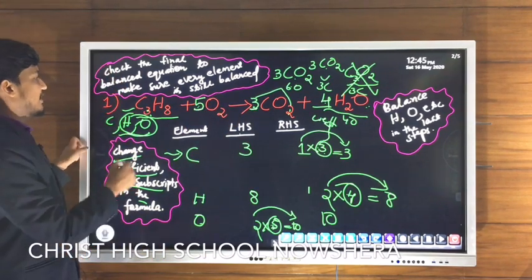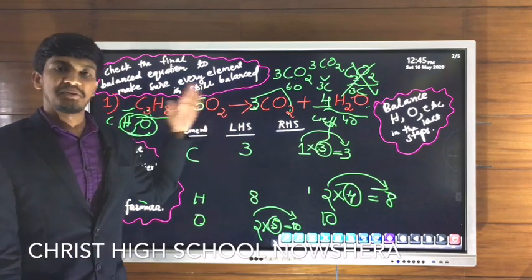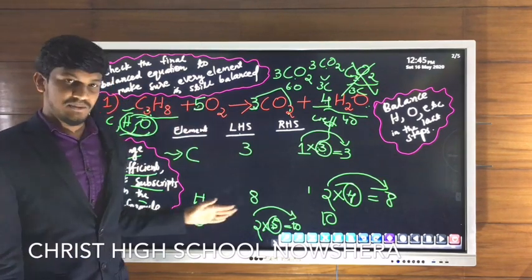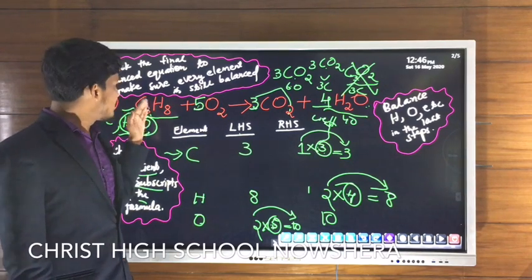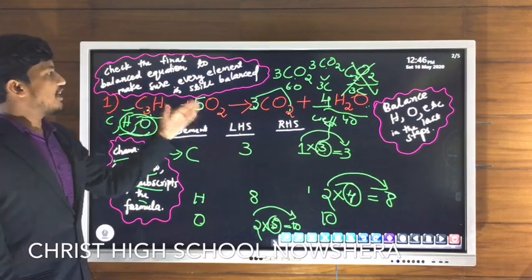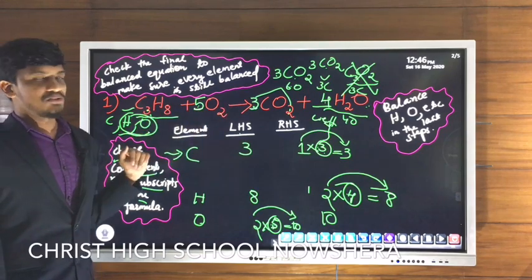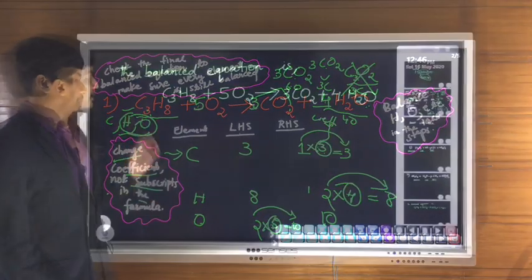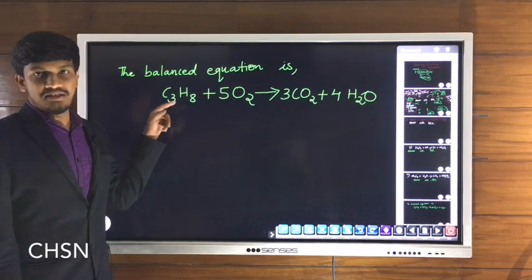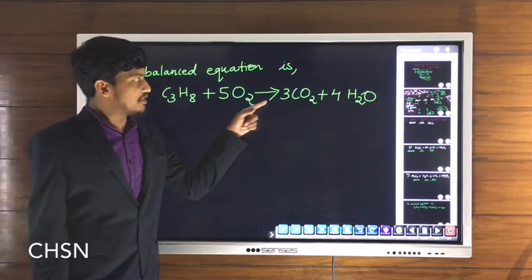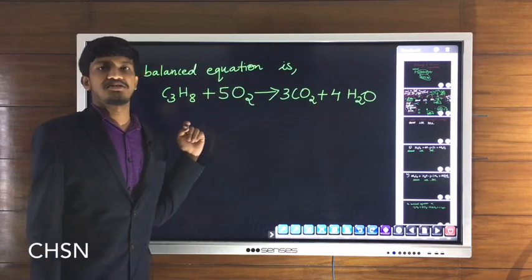So the balanced equation we have is C3H8 plus 5O2 gives 3CO2 plus 4H2O. Then now we can write, therefore, the balanced equation. As the next step we can write the next line. Therefore, the balanced equation is C3H8 plus 5O2 gives 3CO2 plus 4H2O.